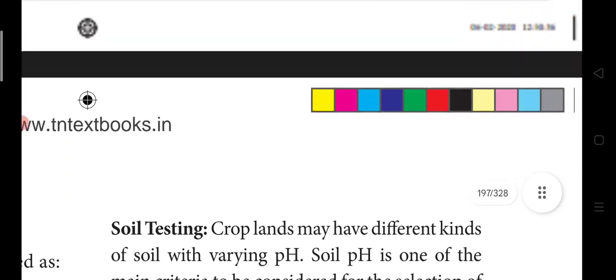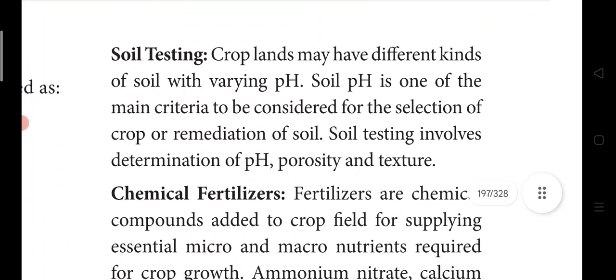See here. First is soil testing. So crop plants may have different kinds of soil. A farmer will be there. A farmer will be buying a new land for agriculture purpose. So he should be knowing whether that land will be able to grow the plant properly.